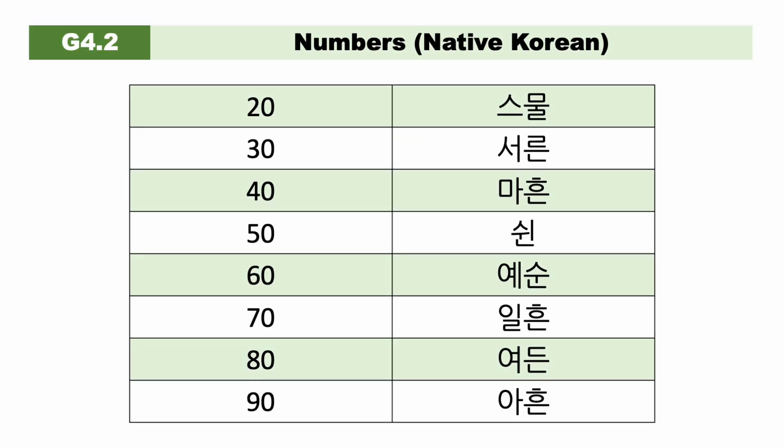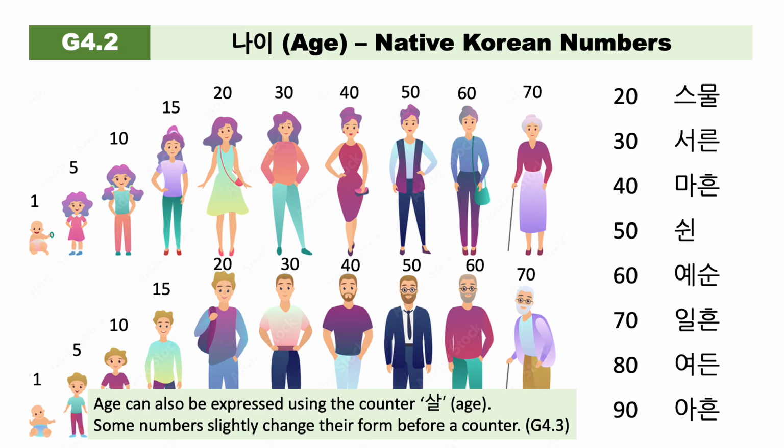Native Korean numbers are commonly used below 100. Let's count from 20 to 90 by tens. 스물, 서른, 마흔, 쉰, 예순, 일흔, 여든, 아흔. Native Korean numbers over 20 are most commonly used to express someone's age.